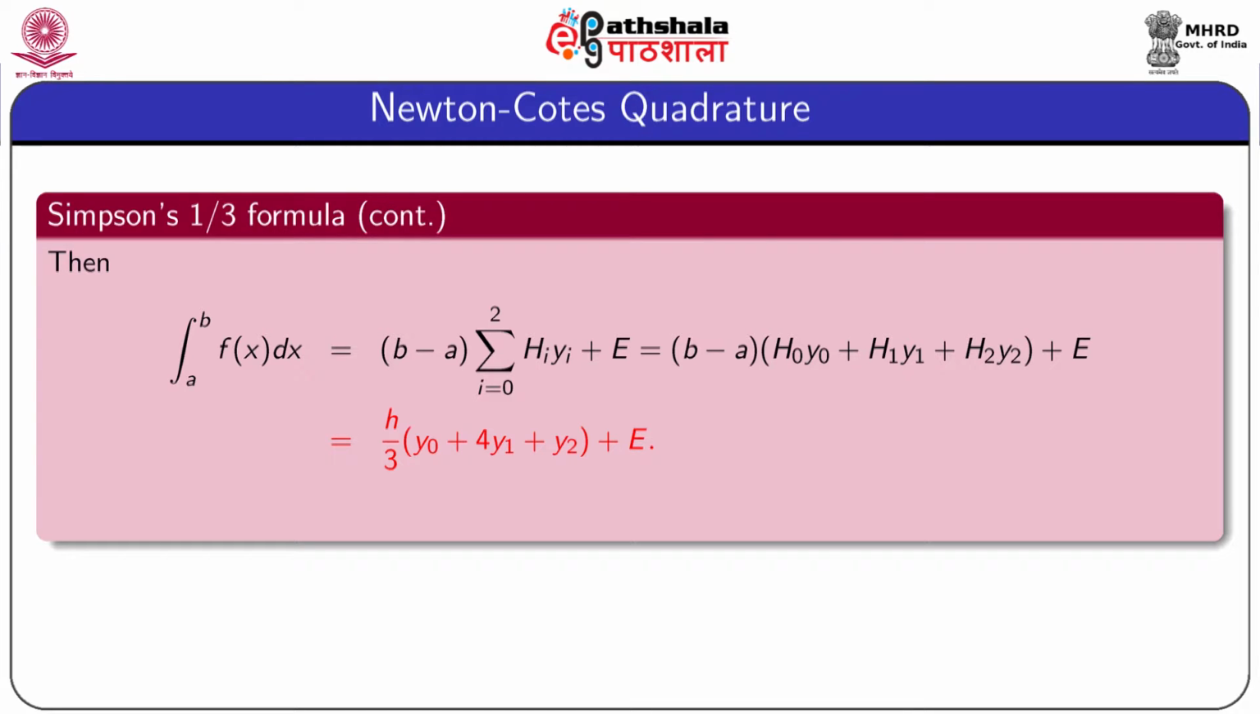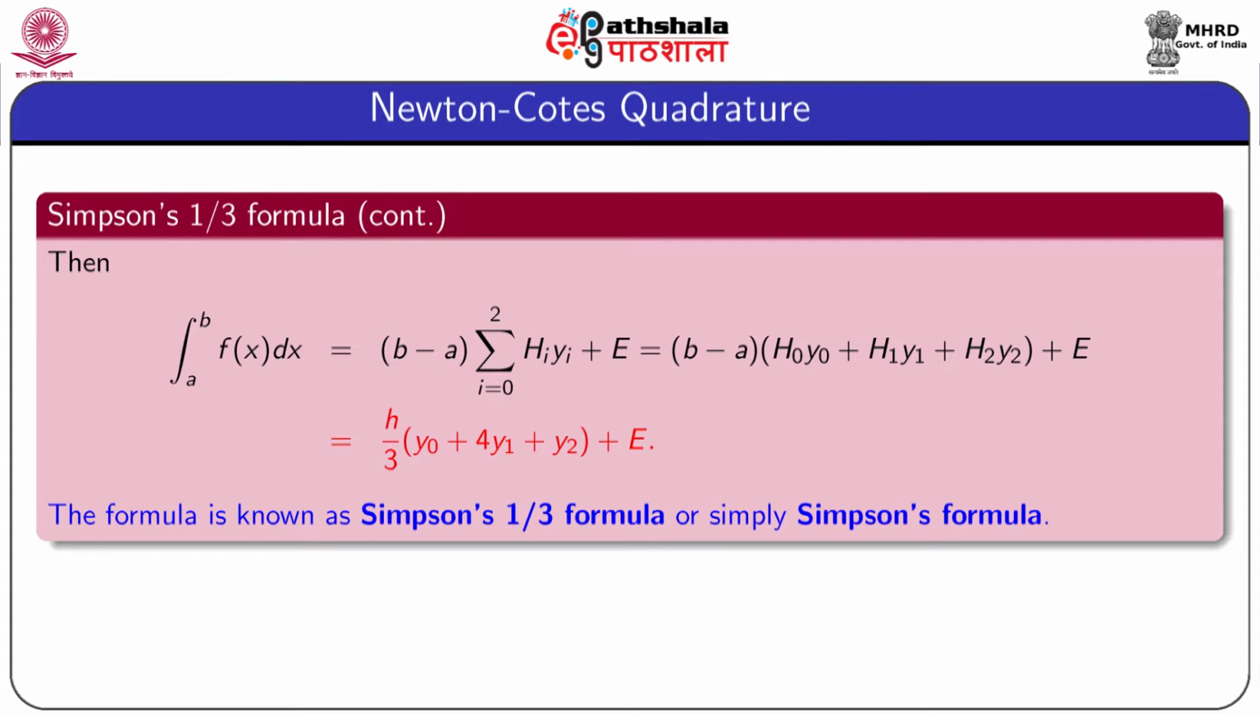Note that in this formula the factor 1 by 3 is multiplied with the expression. For this reason, this formula is known as the one-third formula or Simpson one-third formula. So, this is the basic Simpson one-third formula, or simply this formula is known as Simpson formula.